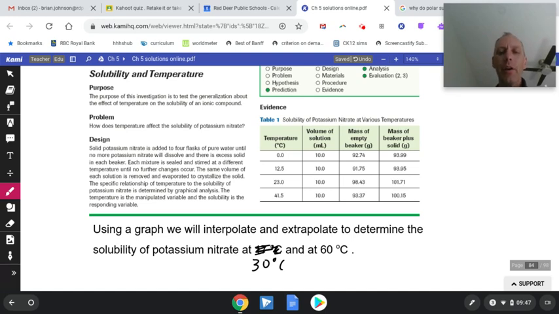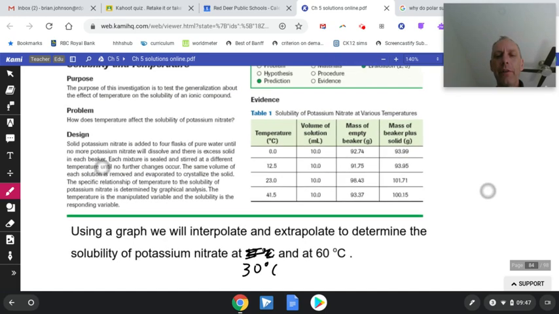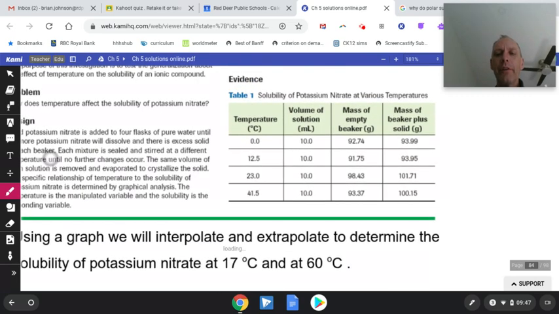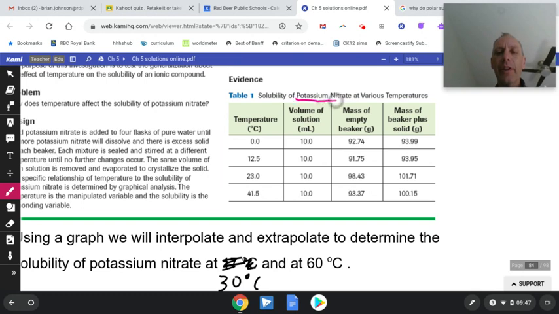Okay, so the data that you have is 4 different temperatures of water, and you are dissolving potassium nitrate until it's saturated. So the question is, what mass of potassium nitrate will dissolve in water at various temperatures? So the way you figure it out is you dissolve potassium nitrate into the solution until it won't dissolve anymore. Then you evaporate all the water and you measure the mass of solid that remains.